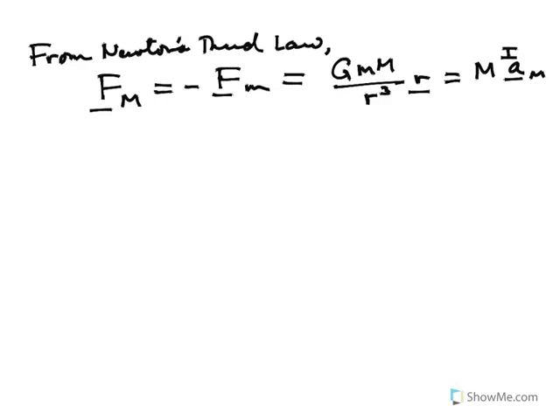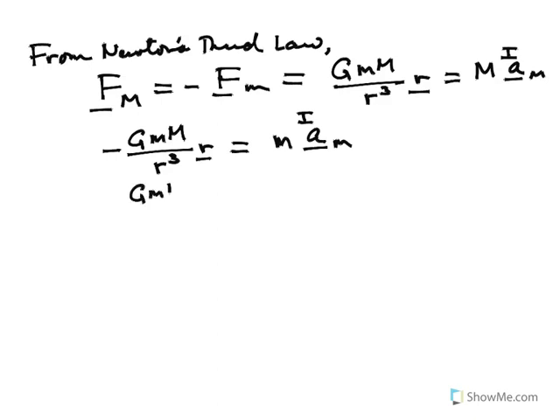So we now have two equations that we can put next to each other, which is that minus G times the product of the two masses divided by r cubed times r is equal to the mass of the spacecraft times the acceleration of the spacecraft. And we have G times the product of the two masses times the position, the position of the spacecraft relative to the planet, is equal to the mass of the planet times the acceleration of the planet.